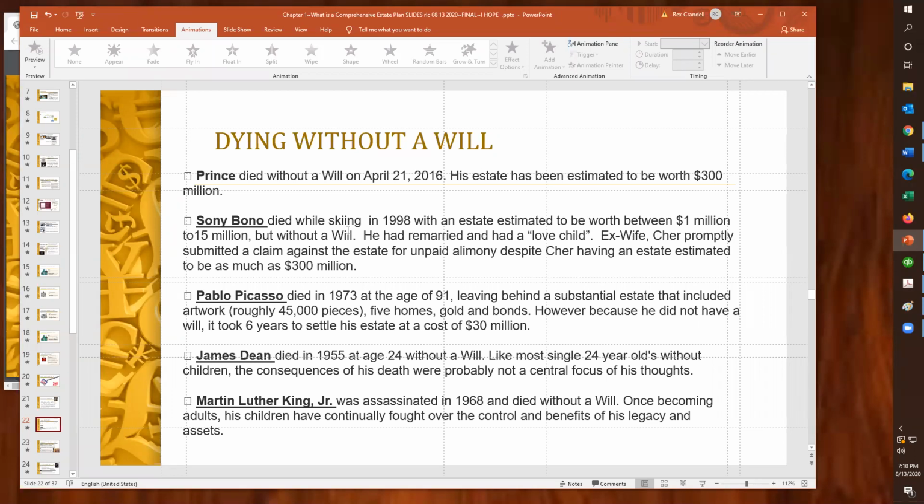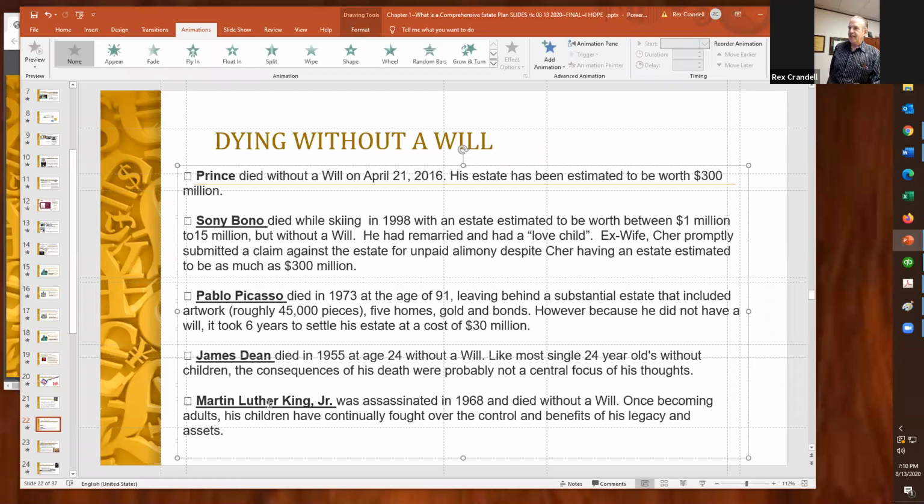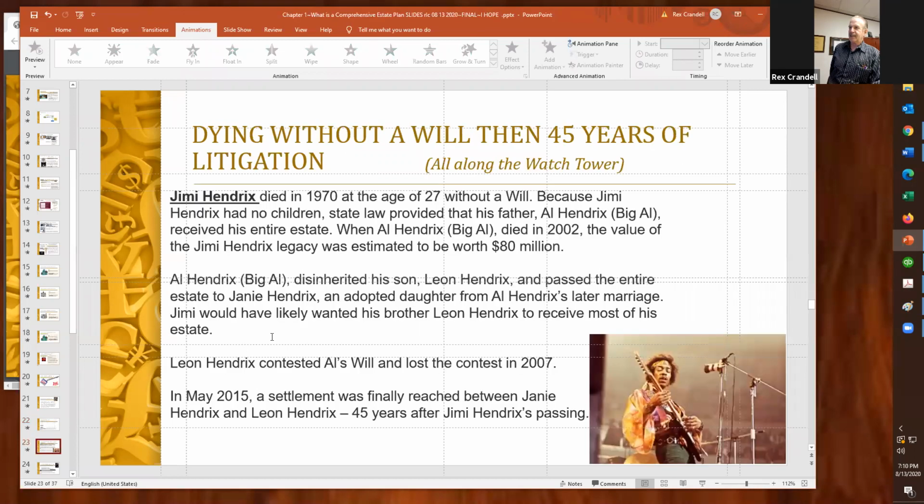Pablo Picasso died in 1973, and he had assets in multiple countries. It cost $30 million to get his estate taken care of. James Dean died young without a will. Martin Luther King was assassinated and died without a will. When his children became adults, they've all fought tooth and nail about the legacy in court, creating a lot of costs.